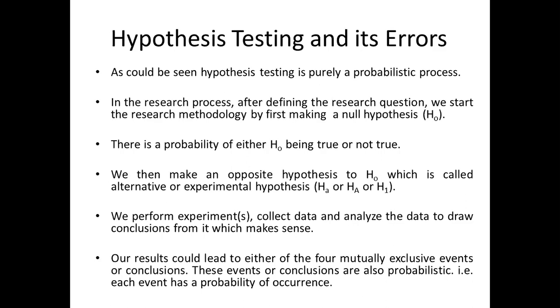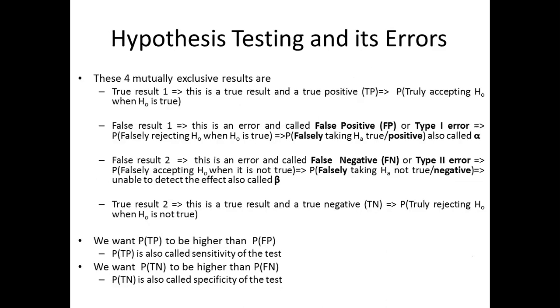We perform experiments, collect data, and analyze the data to draw conclusions from it which make sense. So conclusions must be sensible and logical. Our results could lead to either of the four mutually exclusive events or conclusions that we just discussed. These events or conclusions are also probabilistic, that is, each event has a probability of occurrence. These four mutually exclusive results are, first, true result 1, which is a true result and a true positive, and it shows the probability of truly accepting H naught when H naught is true.